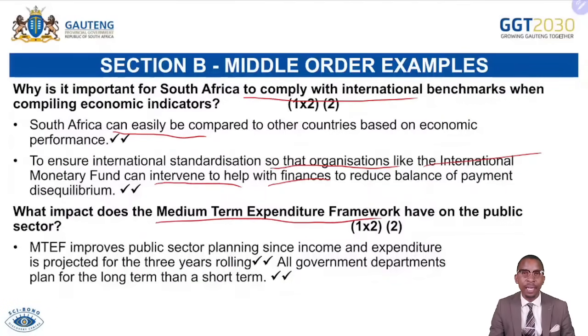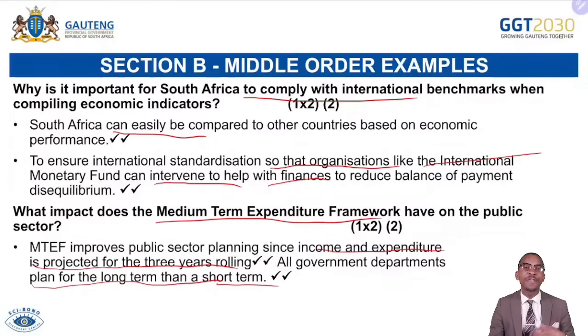What impact does the medium-term expenditure framework, MTEF, have on the public sector? Here we are on the public sector now. So what impact does MTEF have on the public sector? Remember, MTEF is all about the projection of income and expenditure for the period of 3 years. So MTEF improved public sector planning since income and expenditure is projected for a rolling period of 3 years. All government departments plan for the long term rather than the short term.